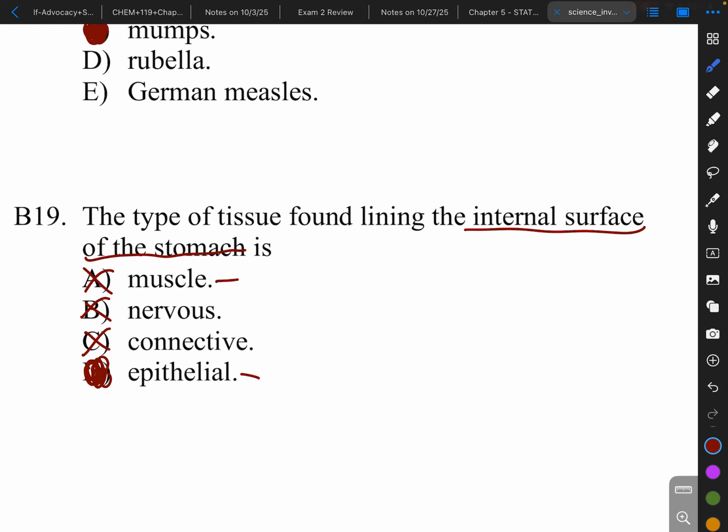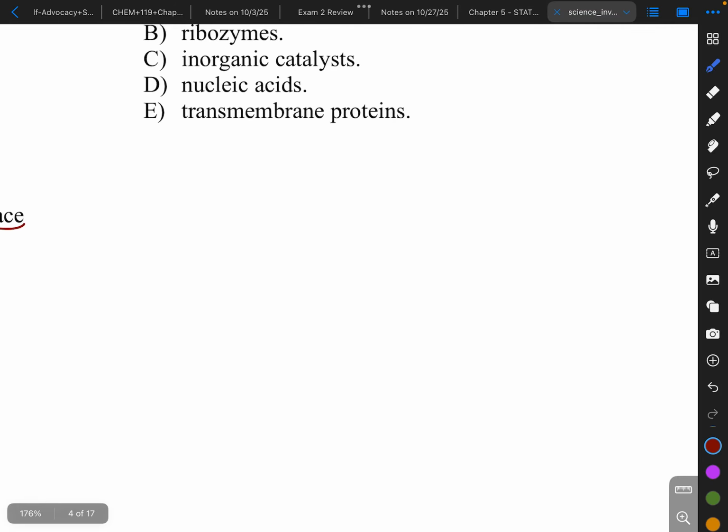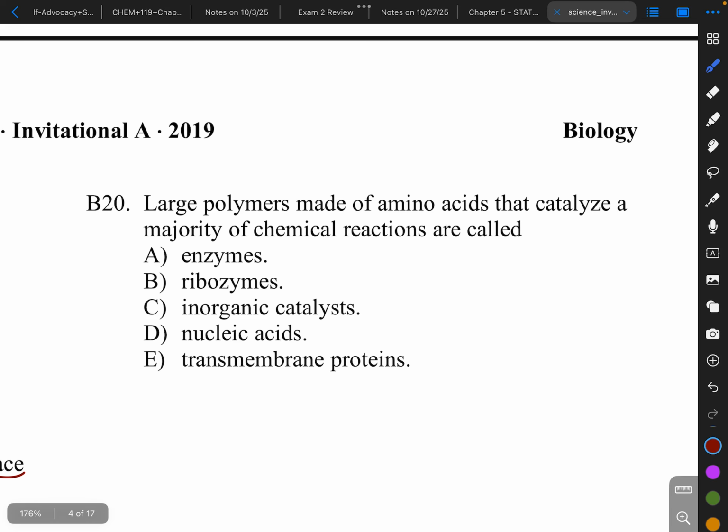And for the final question, 20. Large polymers made of amino acids that catalyze chemical reactions are called what? So we know if it's made of amino acids, it has to be protein, because proteins are the polymers of amino acids. We can get rid of ribozymes, which have the same function as enzymes, but ribozymes are made of RNA. Inorganic catalysts, I'm assuming, is any catalyst that is not carbon based. We know proteins are made with carbon, so C is out. Nucleic acid is out, and we're left with A or E.